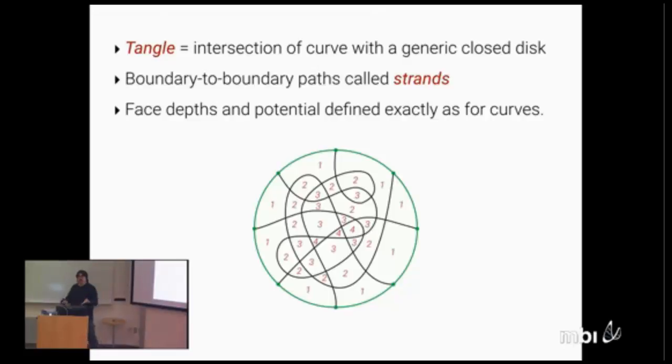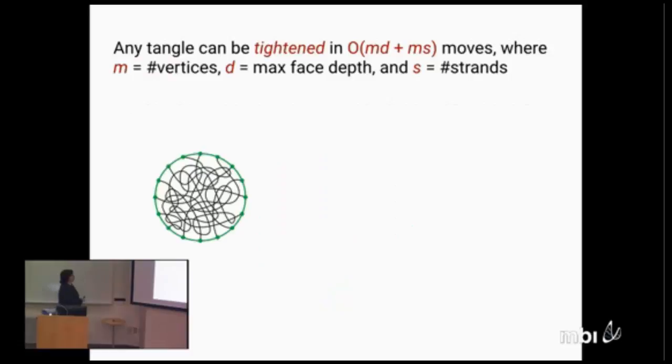And we can define the depth of a face and the potential of the tangle exactly as we would for curves. So thinking of the outer boundary of the disk as part of the tangle, the boundary faces all have depth 1, and the depth goes up as we go in. So the most technical part of our homotopy algorithm is this bizarre lemma. It's got a lot of parameters flying around, but the algorithm itself is relatively simple. We can take any tangle and tighten it, meaning we can homotope it into a position with a minimum number of intersections, in time that depends on the number of vertices in the interior, the maximum depth, and the number of strands.